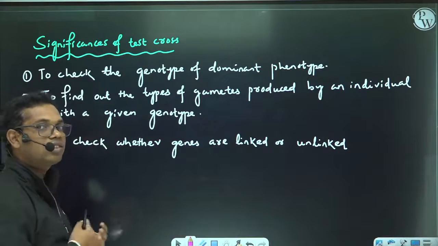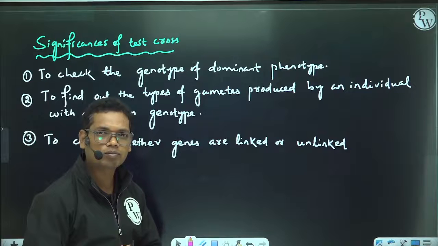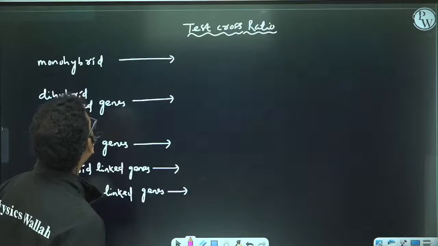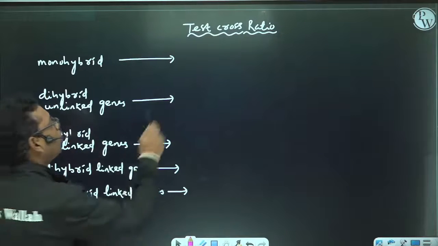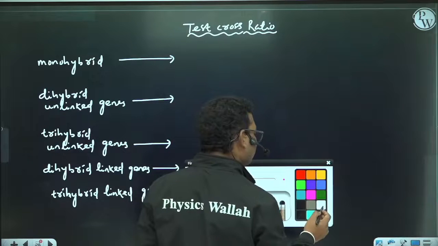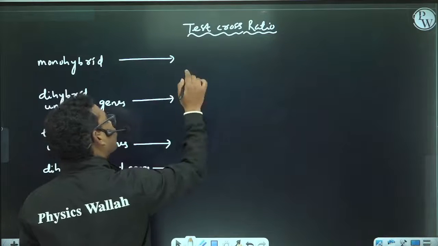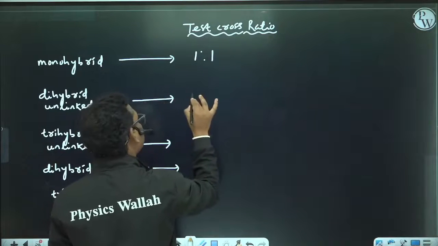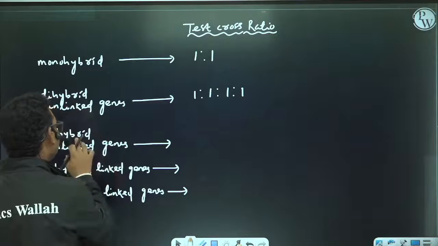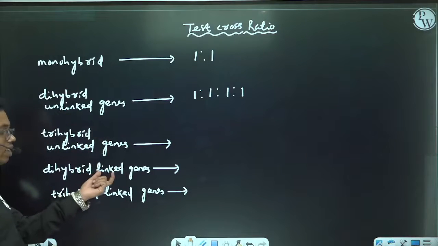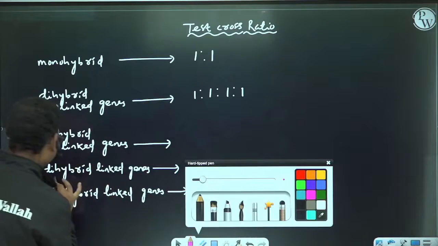We can also use this test cross to find out whether the genes we are considering in a cross are linked or unlinked. Okay, for example, if I take dihybrid cross, let me write the ratio first here. Okay, test cross ratio. So which ratio I am taking here? Phenotypic and genotypic ratio, both ratio I am taking here. So in case of monohybrid cross, what is the test cross ratio? It is 1:1. In case of dihybrid cross, it is 1:1:1:1 if the genes are unlinked. But in case of dihybrid test cross, if the genes are linked, then the ratio will be 1:1.